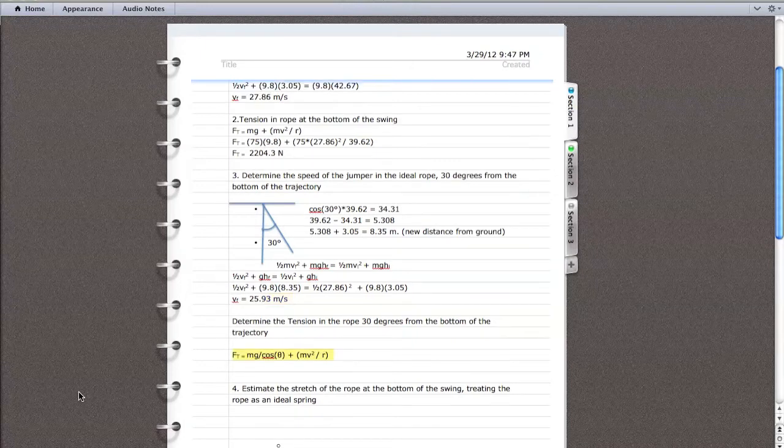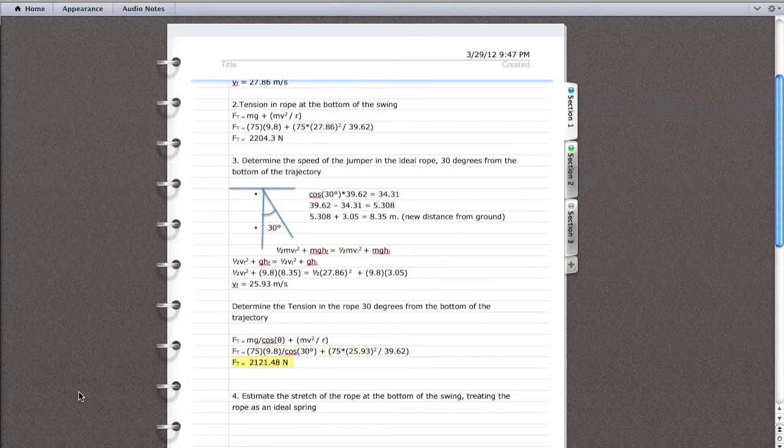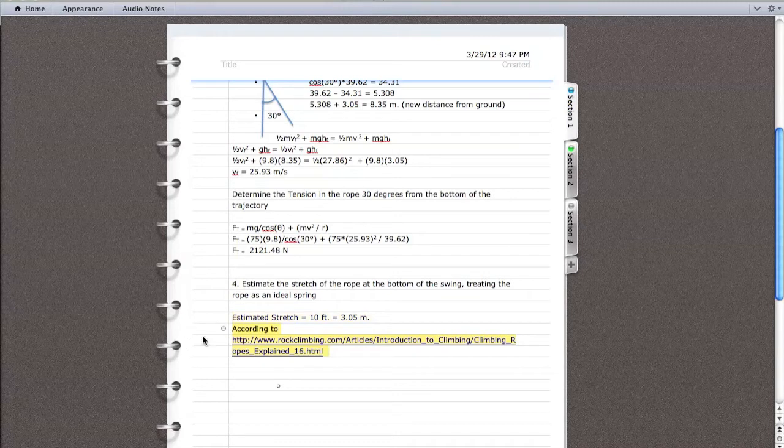To determine the tension in the rope at 30 degrees from the bottom of the trajectory, we do the force of gravity at 30 degrees, which is found by mg divided by cosine 30, plus the centripetal force, which is mv squared over r. We get 2,121.48 newtons.